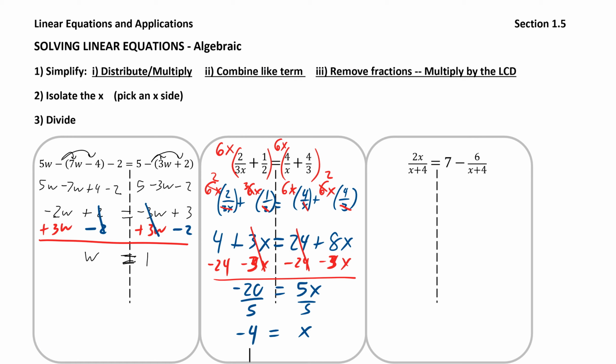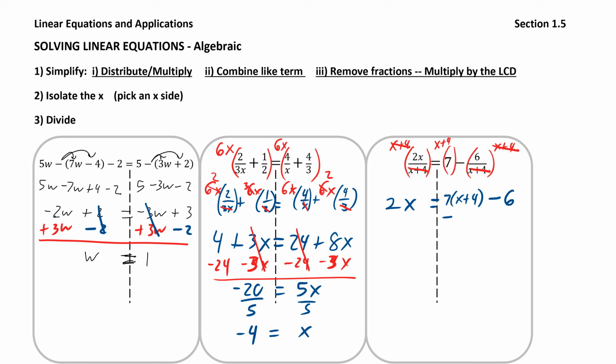All right, let's try one more. So here, our LCD would be the x plus 4. And to save a little time, I'm just going to parenthesis each part this time. This way I get everything. And the x plus 4 will then cancel, leaving us with 2x on the left side. 7 times x plus 4 minus 6.